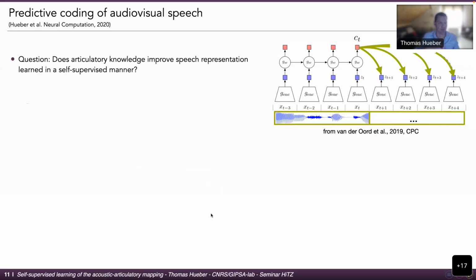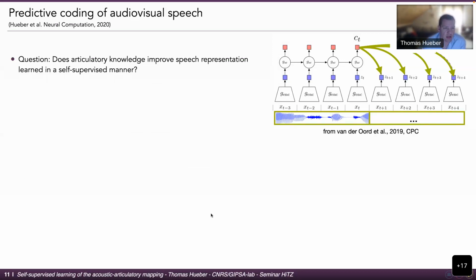So I will start with the first study, which is trying to answer this question: does articulatory knowledge improve speech representation learned in a self-supervised manner?